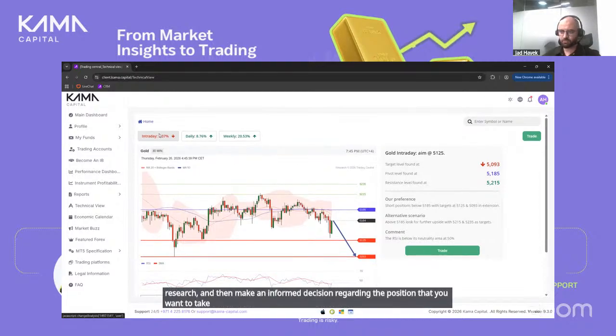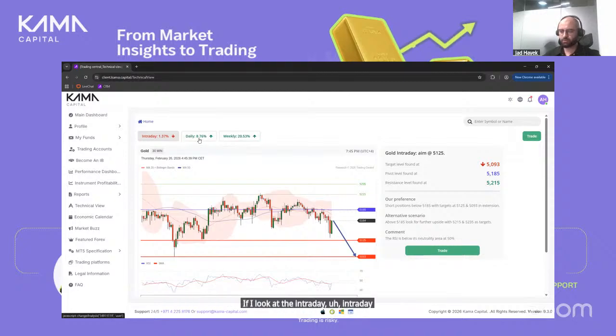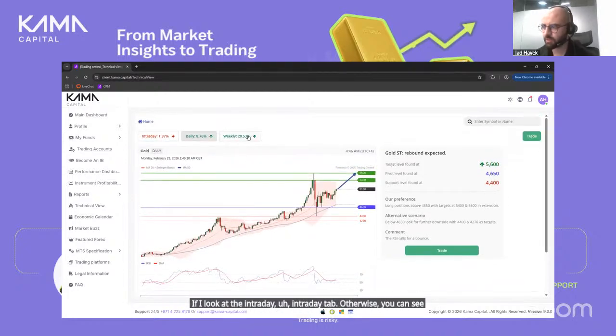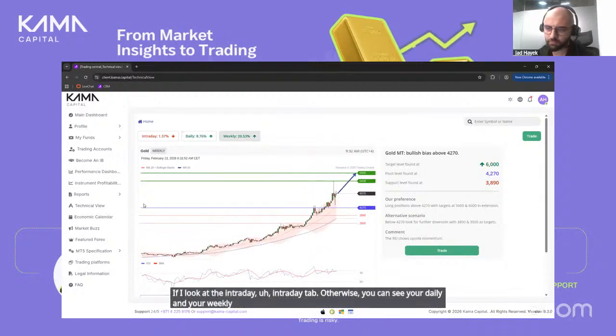You will see that you have several tabs depending on your specific trading styles. If you are looking to trade throughout the session, you might look at the intraday tab. Otherwise, you can see your daily and your weekly tabs for longer time frame trading.